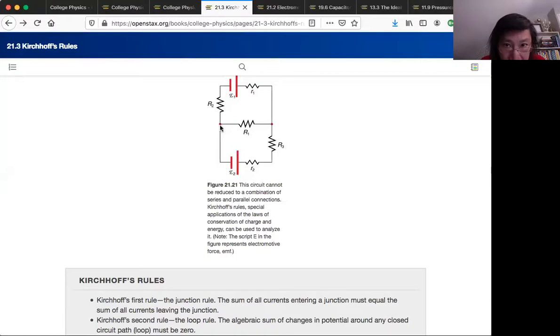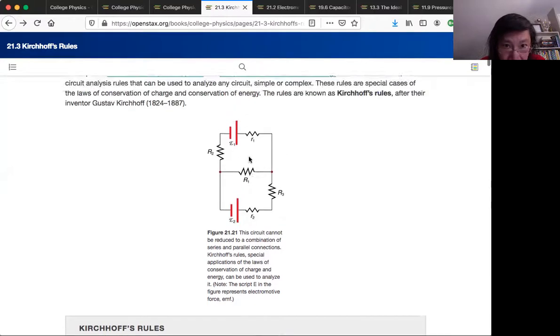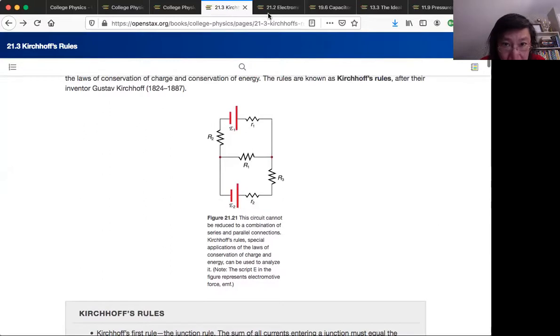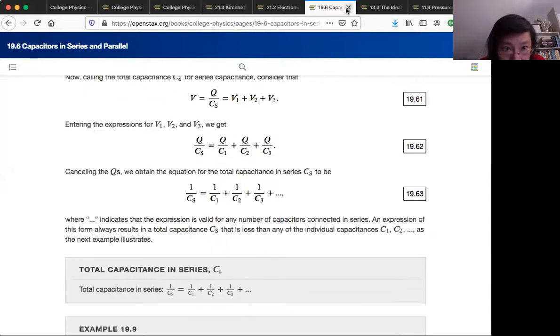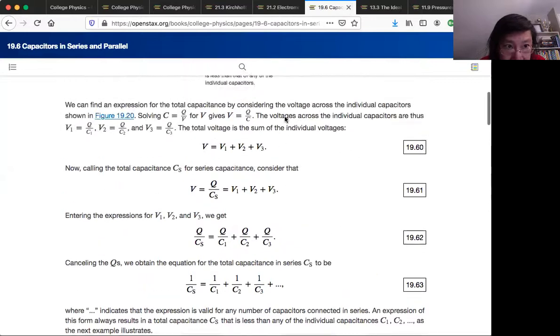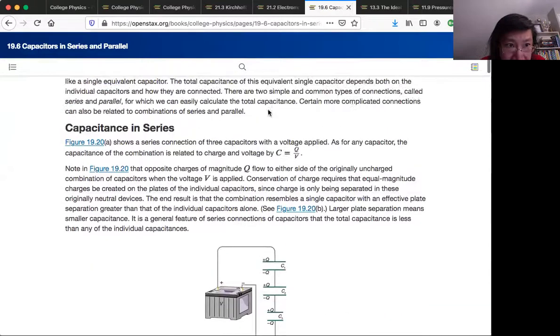And so now let's go share screen and go back to the textbook, which we're going to use a bit, as I said, during this lecture. And notice we're going to go back to the capacitor. So here's the Kirchhoff's rule stuff. We'll get back to that in a moment. But if you're going to do capacitance in a circuit, let's see what happens. Capacitors in series and parallel. This is section 19.6, as you can see in the textbook.